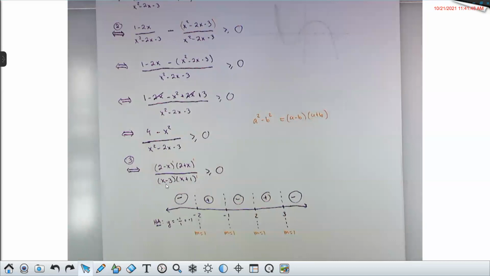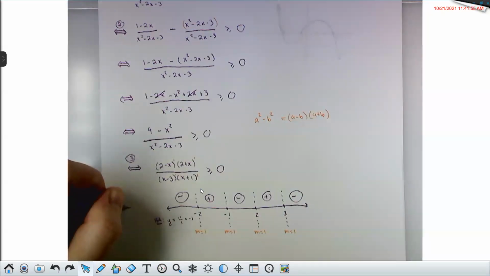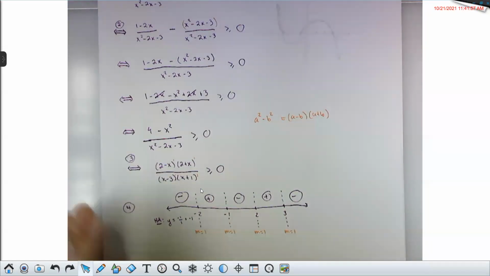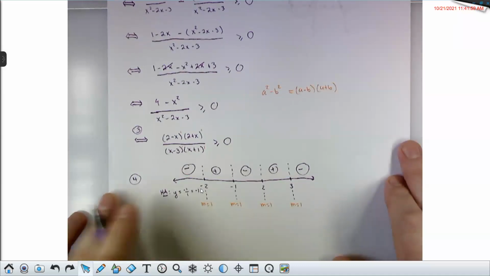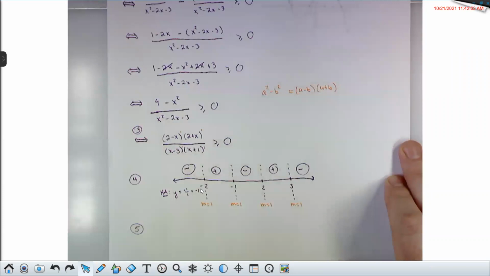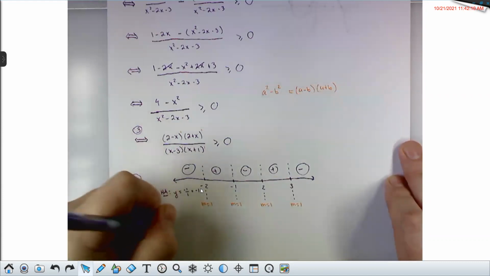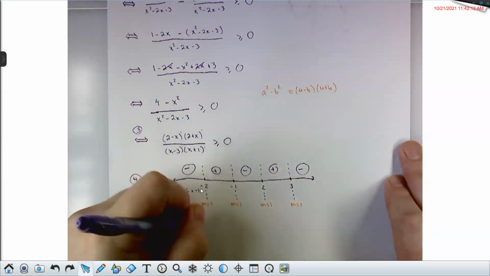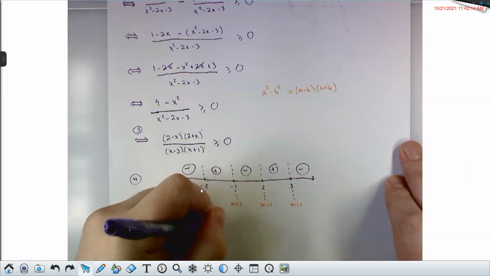So I want to know, where is this function greater than or equal to 0? All right, this was my step 4. So where is my function greater than or equal to 0? Well, that means I'm asking where is this apparatus positive? So that's this region and this region. From -2 to -1, unioned with 2 to 3.